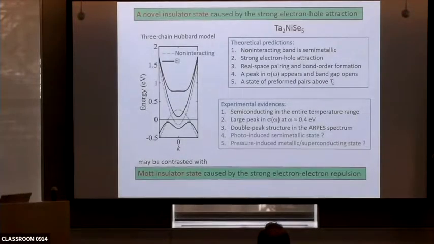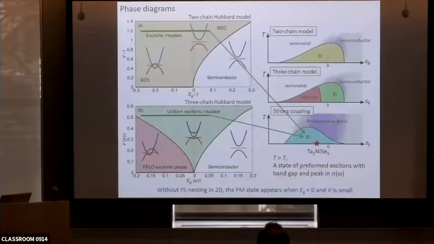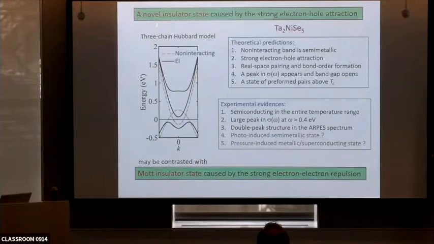I just want to say this is an excitonic insulator state, and this state is caused by the strong electron-hole attractive interaction. This may be contrasted with the Mott insulator state. To be precise, it is good to say there is a strong electron-hole attraction.